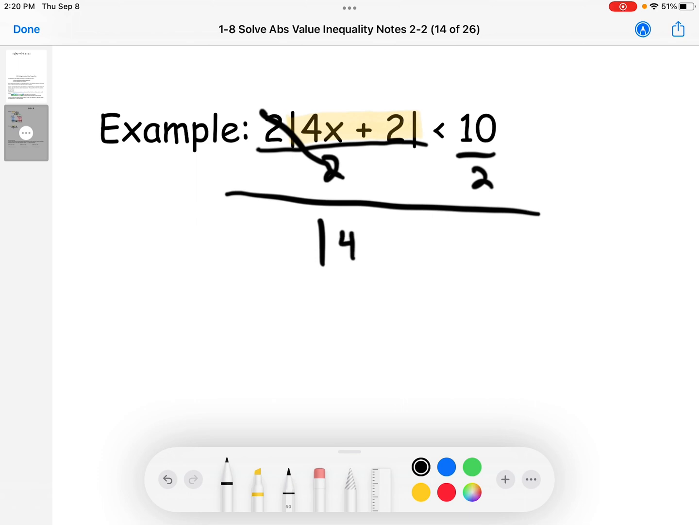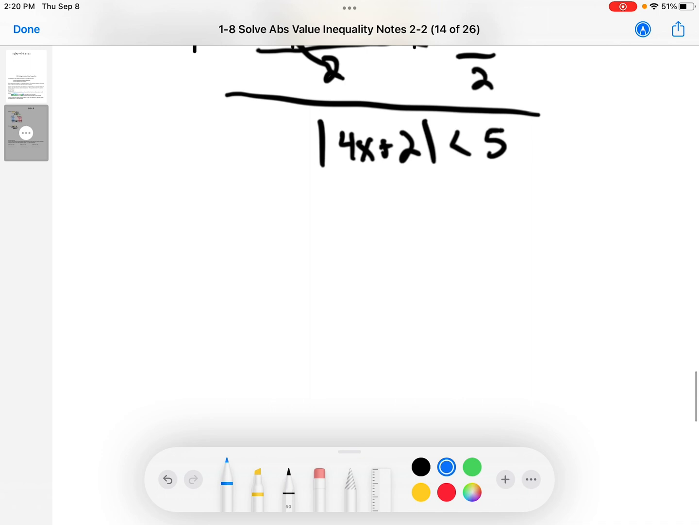We get the absolute value of 4x plus 2 by itself. When we divide by 2, that gives us positive 5 on that side. And then we split it. Actually, before we split it, let's look at that symbol. This symbol right here is a less than. That tells us when we get to the end, we're going to have the word "and" that joins our two answers together. So now let's split it.